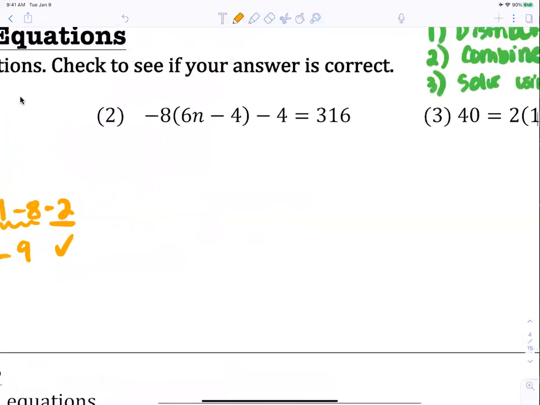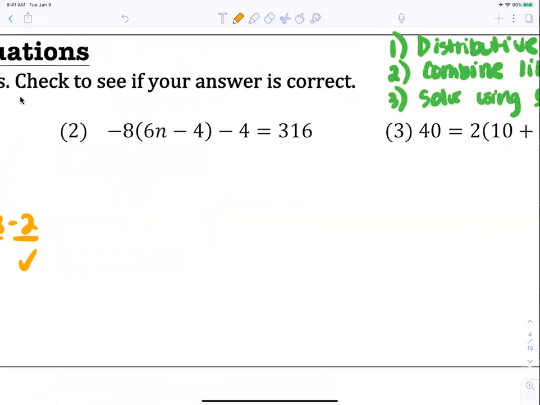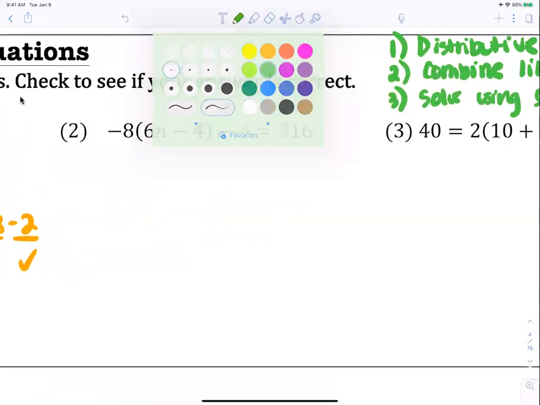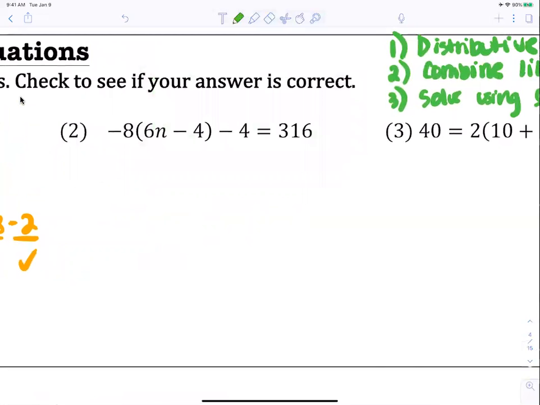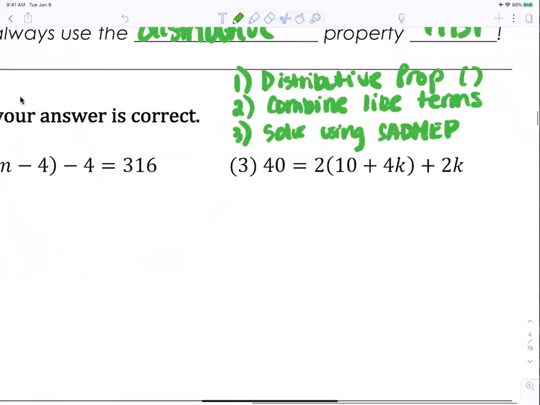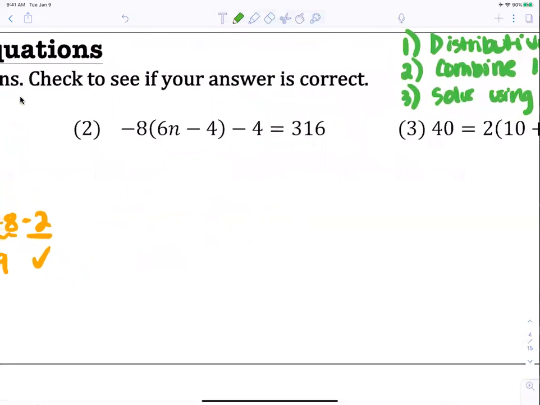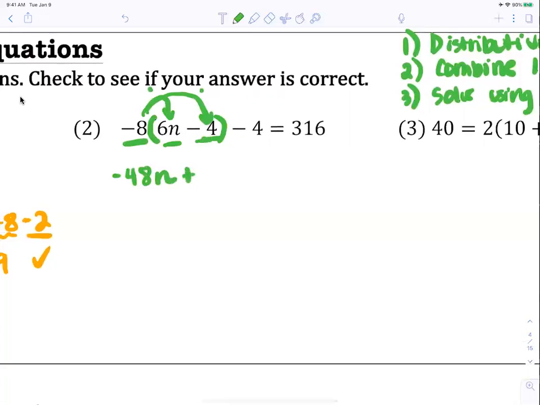Now, if you're looking ahead at number 2, you're gonna notice this amps up pretty quickly. But if we follow our steps, I think it'll make solving a little bit more tackleable. First and foremost, we start with step number 1, which is distributive property. And we do have distributive property here because I have a set of parentheses, which means that the number in front, I have to multiply through to each of the terms inside. If I take negative 8 times 6n, that's going to give me a negative 48n. Negative 8 times negative 4 is going to end up being a positive 32. Minus 4 equals 316.